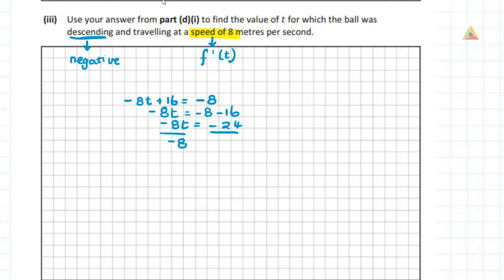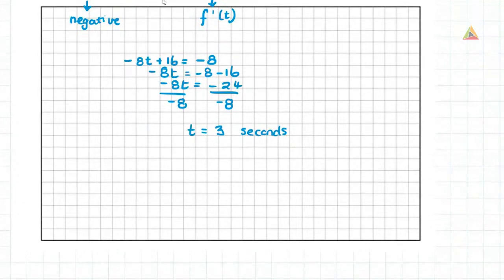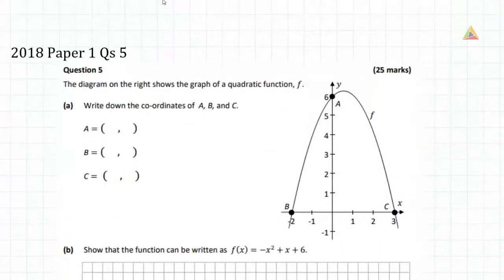And we'll divide both sides of that by minus 8, and that gives us that t is equal to 3. So what units did t have? T was in seconds, so this is going to be at 3 seconds. So when time is 3, then the ball is going to be descending and have a speed of 8 meters per second. Okay, so that's the first example where we're using an application of differentiation, and the application that they asked us this time was about speed, and we know that speed is dy/dx or f dashed of x, or f dashed of t in this case, our differentiation.